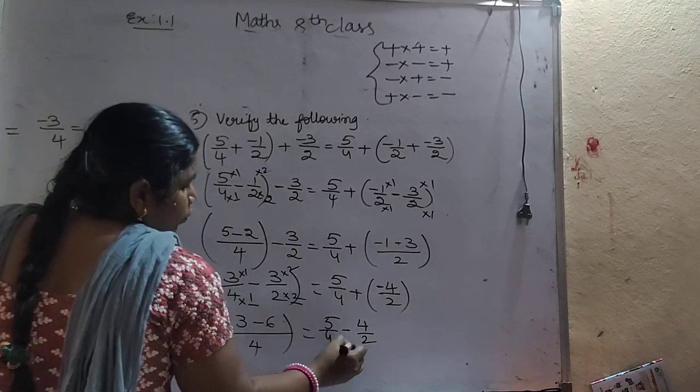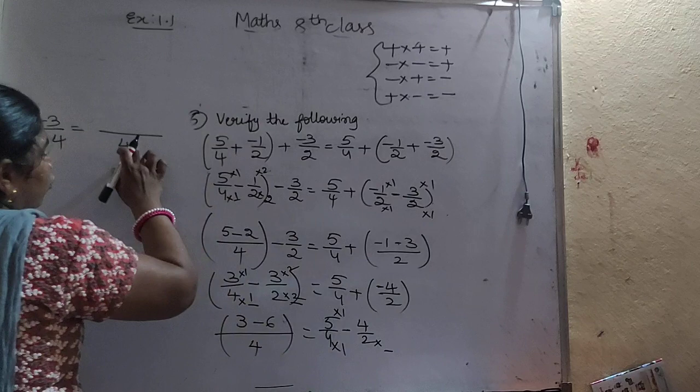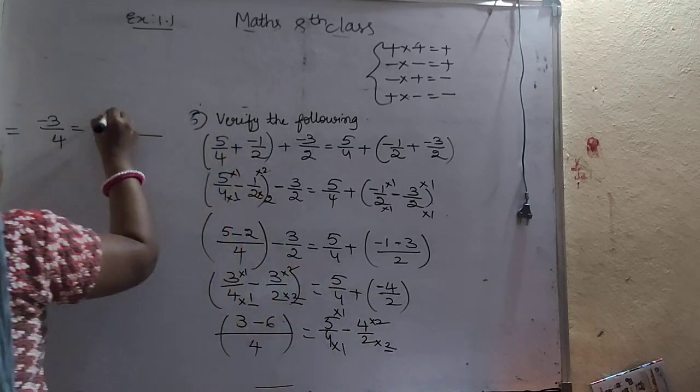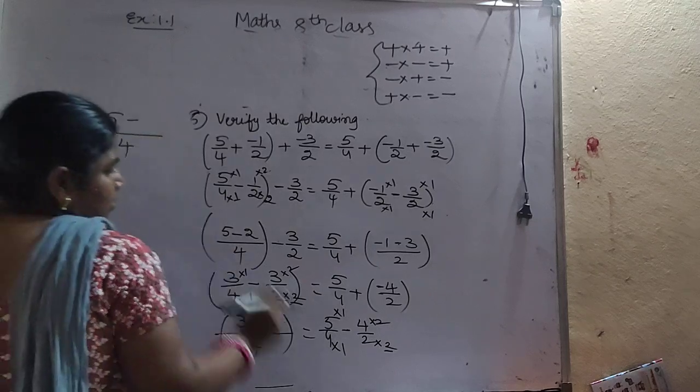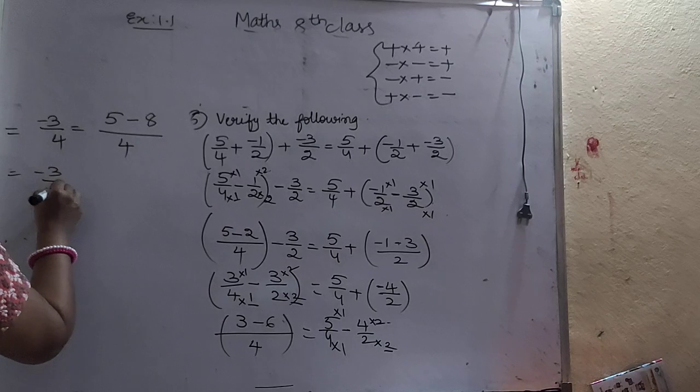That is 1 times 1 into 1. For 2, how much will you multiply to get 4 again? That is into 2 into 2. So 5 1s is 5, minus 4 2s is 8. So here minus 3 by 4 as it is.